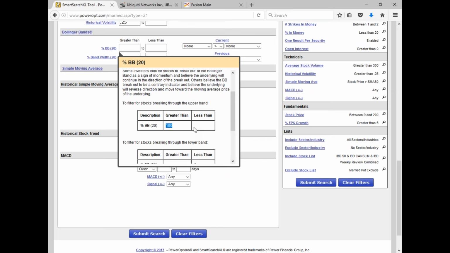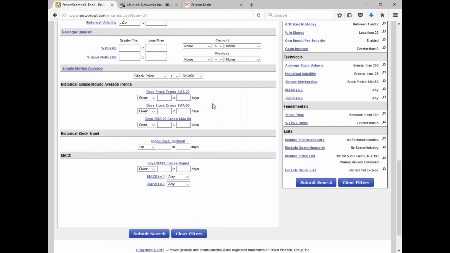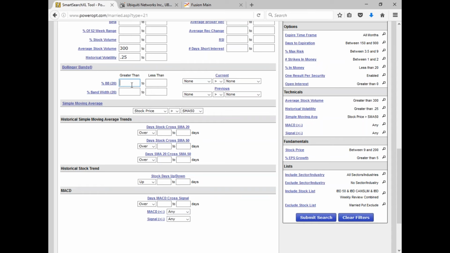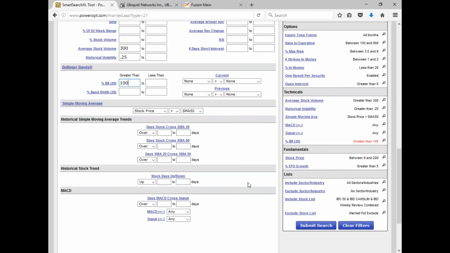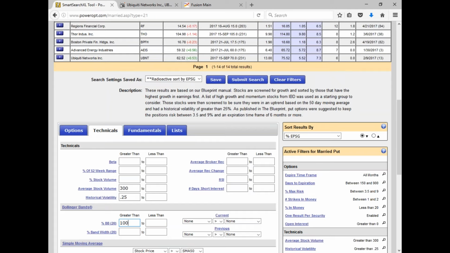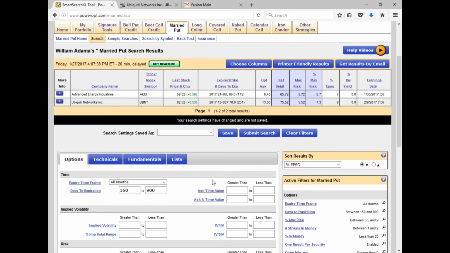Okay, so you can actually look for less than 0 to show stocks that have just broken through the lower band. If you're looking for bullish positions or bullish breakouts, we want to look for ones that have broken above the upper. We're going to use 100. So I know we only had 15, 16 stocks, 14 stocks that matched our criteria. But let's go ahead and run the search there.